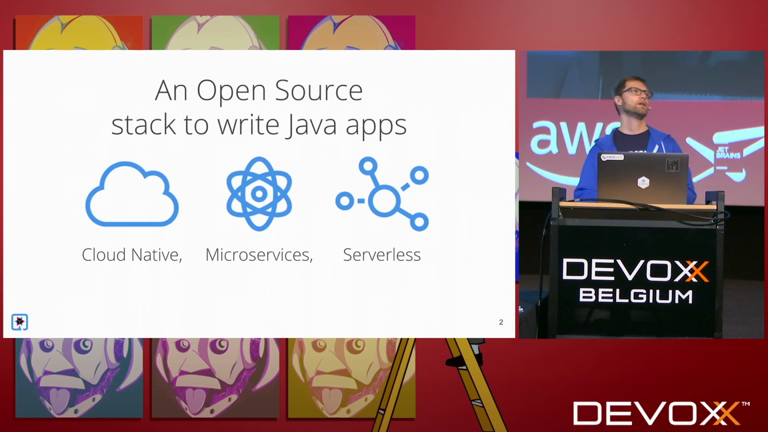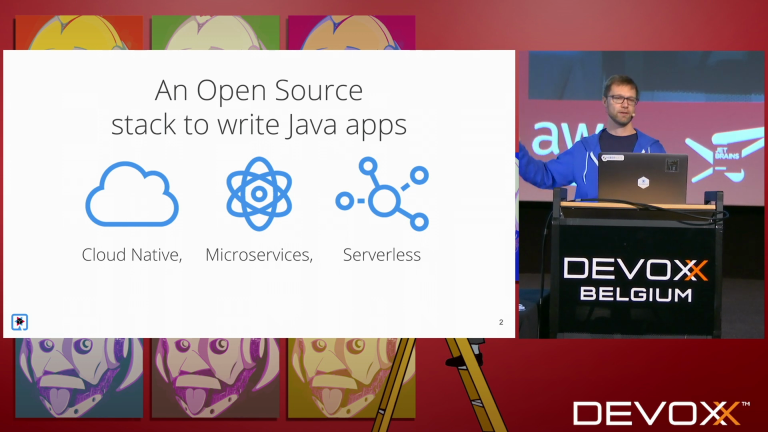So what is Quarkus? It's open source. And it's a stack to write Java applications. And more specifically, those kind of applications. You can write your big, good old monolith with Quarkus. But really, as a vision for the project, this is what we focus on, and that's where we put priorities.